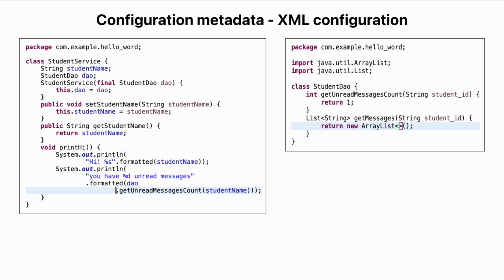Now consider the classes StudentService and StudentDAO. StudentService requires a reference to StudentDAO and it has a student name property that needs to be assigned during instantiation. It has a method that prints a hello message and calls the DAO method to get the number of unread messages and prints a status message. Database calls are implemented in DAO classes, but here a dummy value is returned.